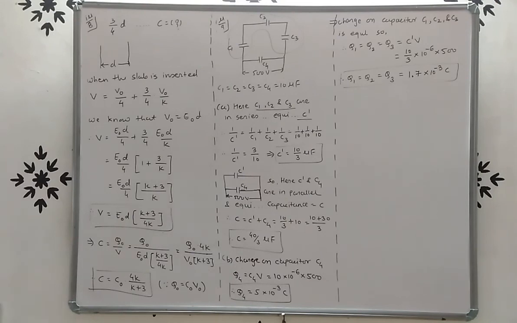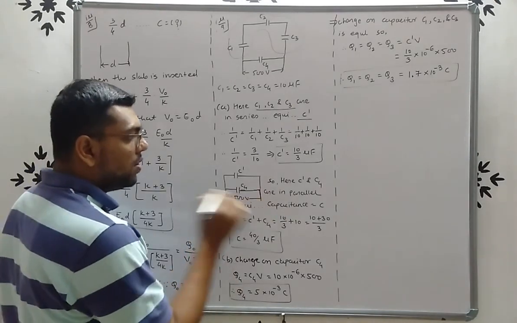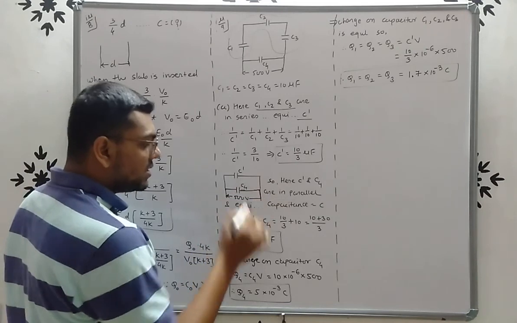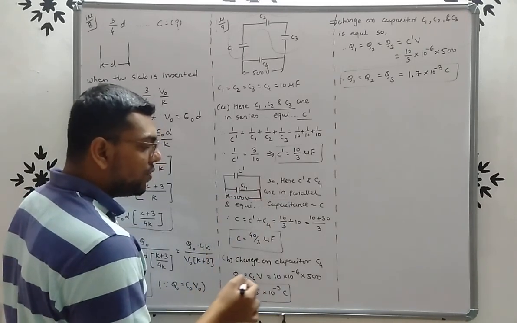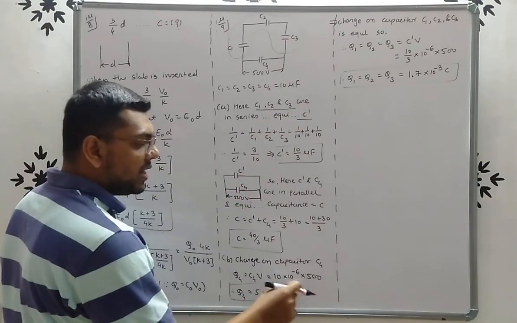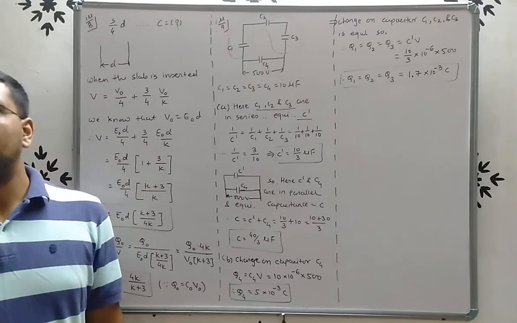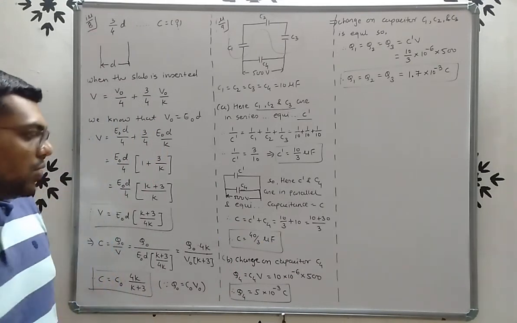So here, charge on capacitor C4: we know that for this capacitor C4, charge Q4 is equal to C4 into V. Value of C4 is 10 into 10 raised to minus 6, value of V is 500, so Q4 is 5 into 10 raised to minus 3 coulomb.